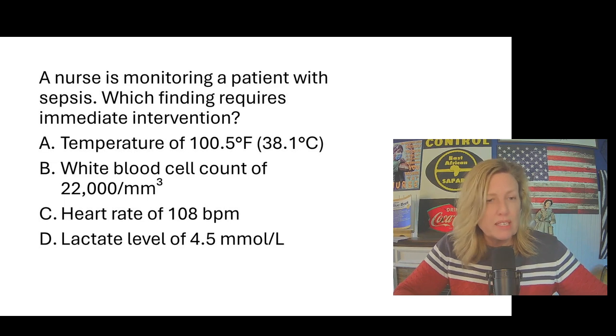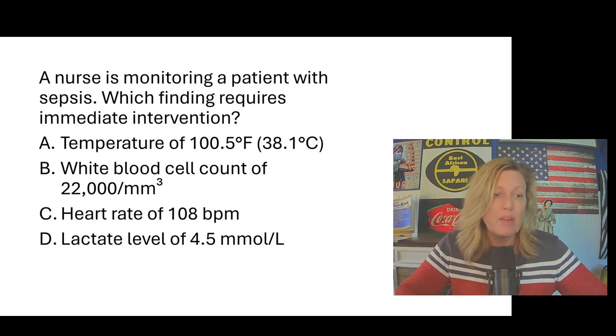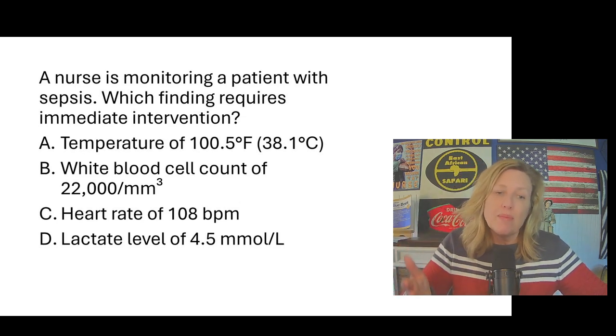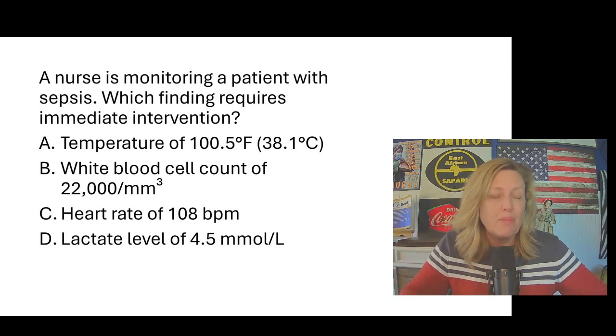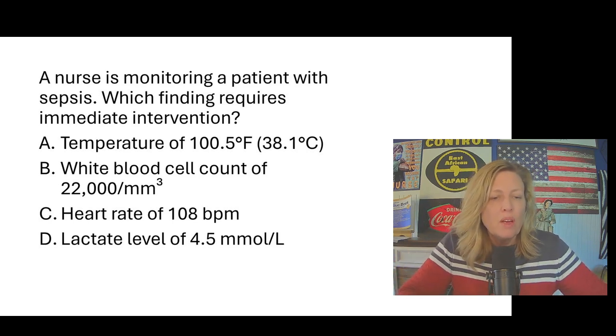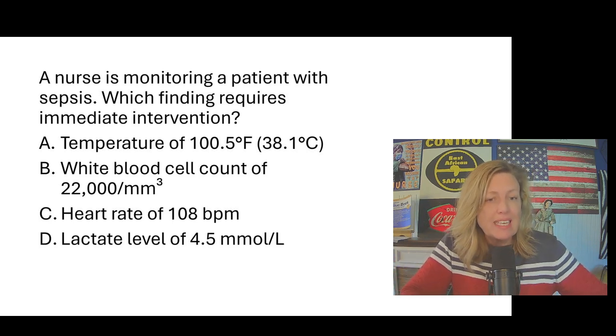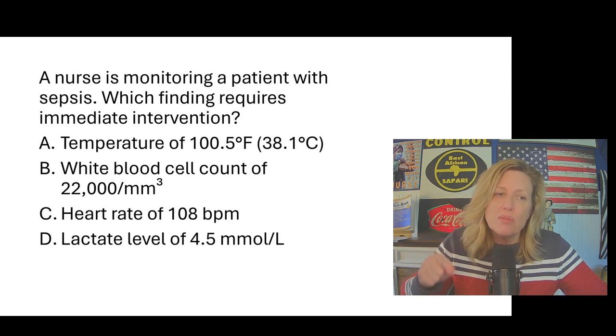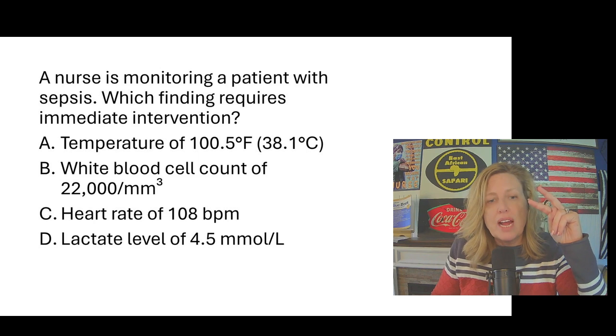Would you expect someone with sepsis to have a heart rate of 108? Well, I might. I mean, the body's trying to work hard. If anything, I might be a little bit concerned about that. 108, maybe. It's outside normal limits. So let's say maybe I'm concerned about that. Would you expect someone with sepsis to have a lactate level of 4.5? What did I tell you the normal lactate level is? Less than 2. So we've got two things that are outside normal limits.